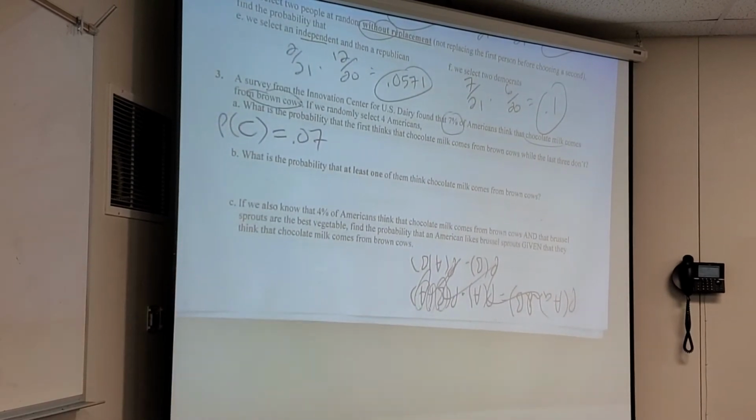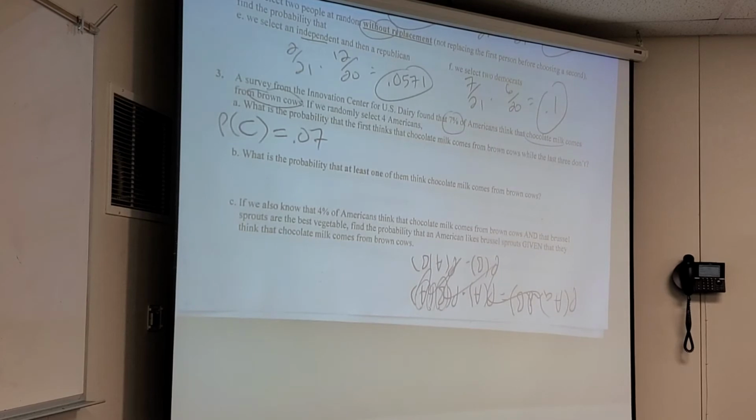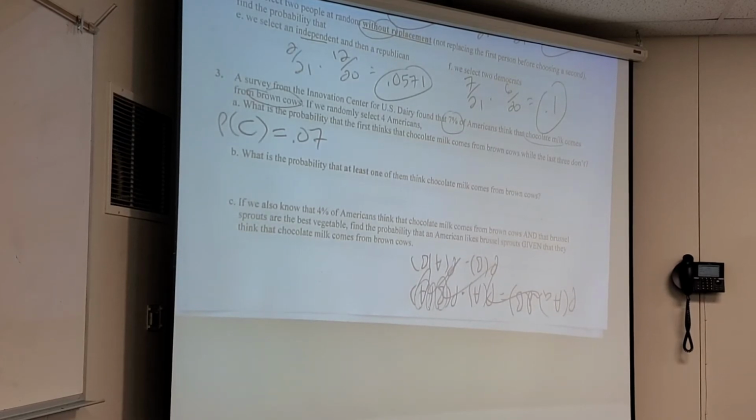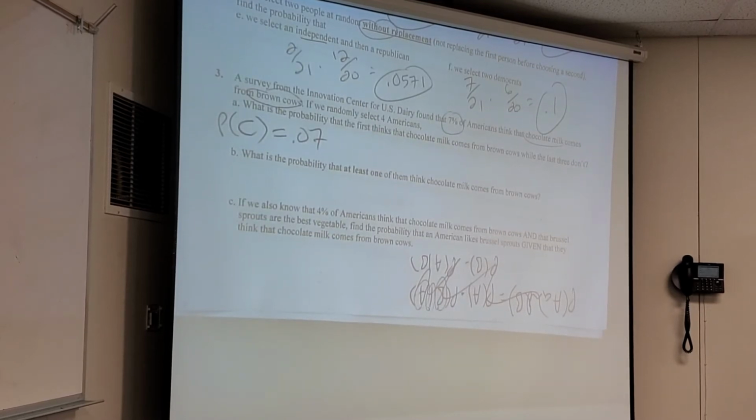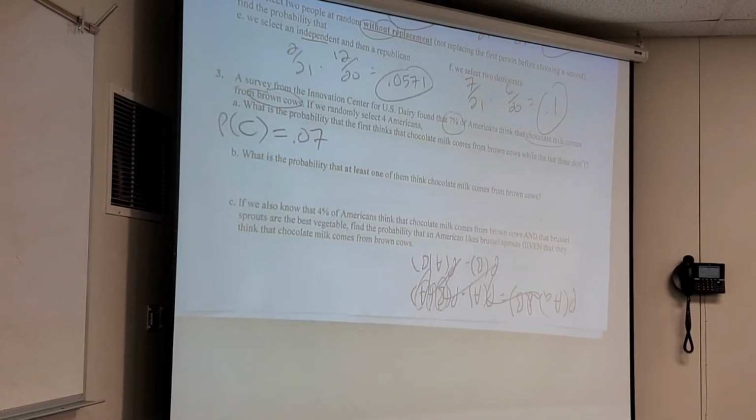Now look at the question. This is something we haven't fully done yet. It's sort of related to what we did in number 2. What's the probability that, if I select 4 Americans randomly, the first one thinks that way, chocolate milk comes from brown cows, and the last 3 don't? So it's sort of like picking 2 people out of the haunted house. The first one is a Republican, and the second one's a Democrat. I multiply those together. You with me?